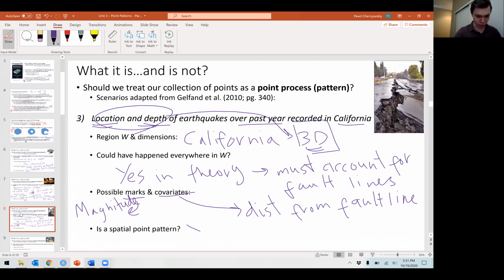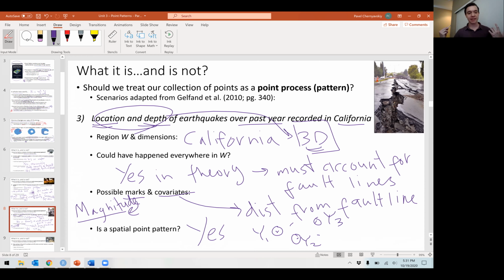Is this a spatial point pattern? Yes, it is. How would I turn this into not being a point pattern? If I was instead holding the locations constant and analyzing the magnitudes instead, right? Here are my locations of where earthquakes have happened. And so what I'm measuring at my locations is the magnitude of each earthquake.